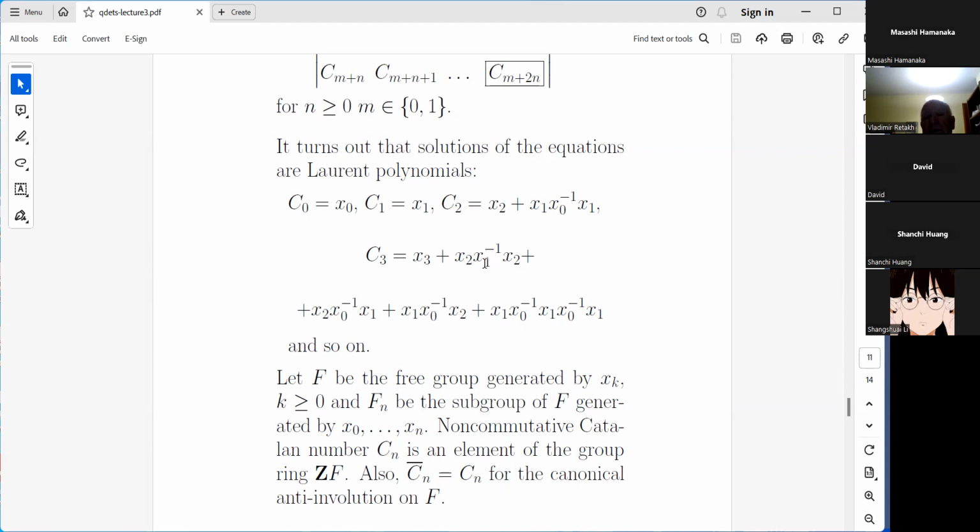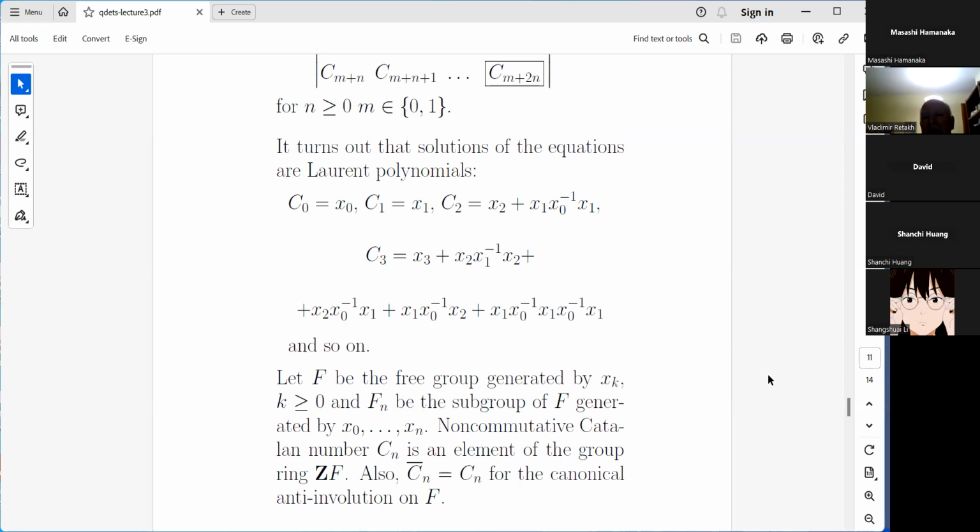Some monomials are just symmetric, but for example, for C3, you have x2, x0 minus 1, x1, and x1, x0 minus 1, x2. If you read those monomials from the right, they will just interchange. Okay. So what do we have?